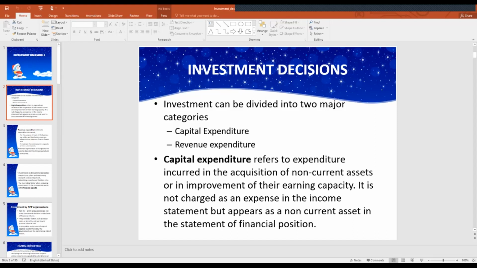So at the end of the day, these are going to be incurred in the acquisition of long-term assets, acquisition of non-current assets. And definitely, our main topic is more towards the capital expenditures as opposed to revenue expenditure. When it comes to appraisal, when it comes to determining the value, we determine the value of capital projects, not these revenue expenditures.